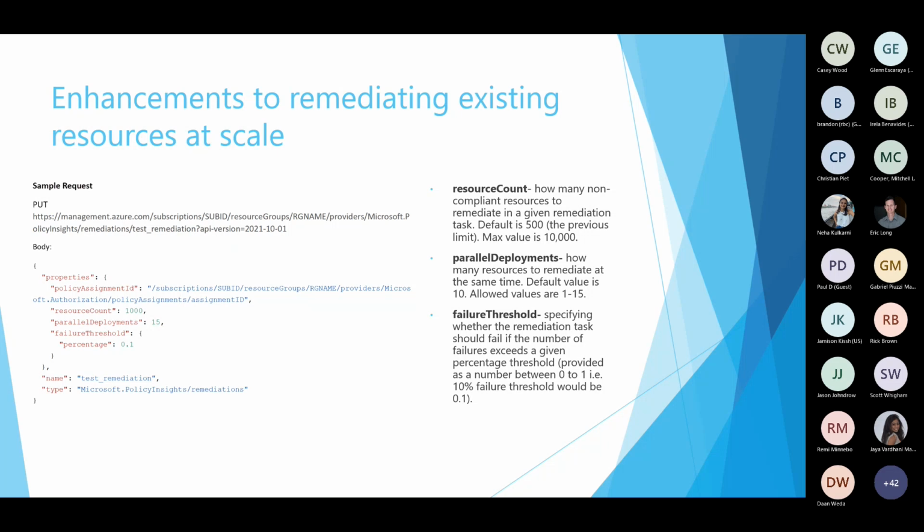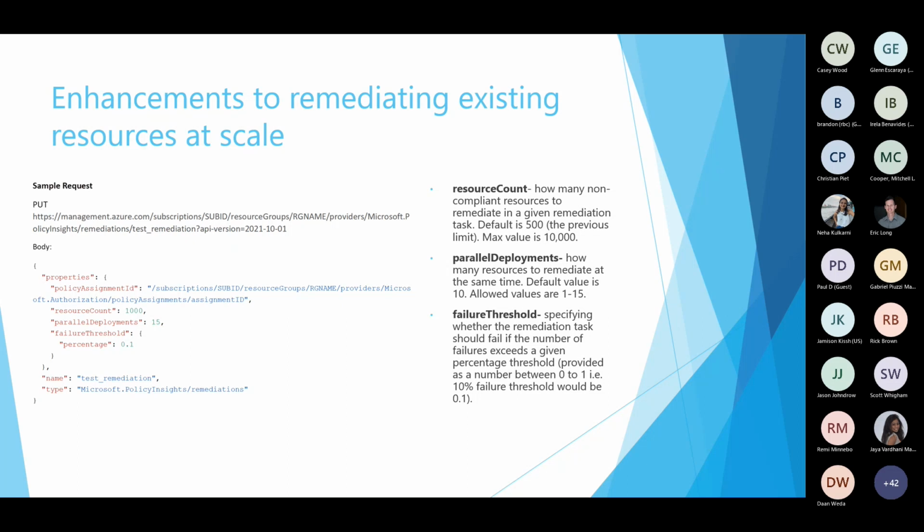Another optional property is parallel deployments. This is how many deployments you want happening at one time. Default value will be 10, so we'll be deploying these ARM templates or modifying 10 at a time. You can also allow up to 15. Just the variable, as you add more, there's more chances of throttling, and obviously less chances of throttling, but more time that the remediation task will take.